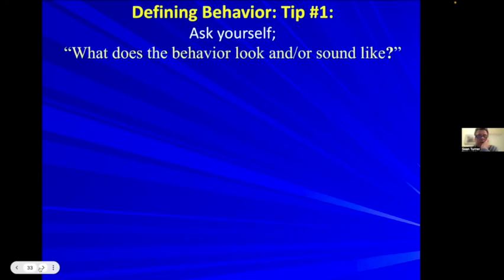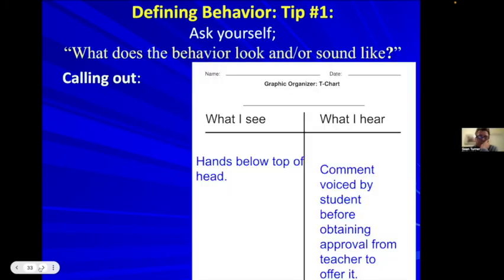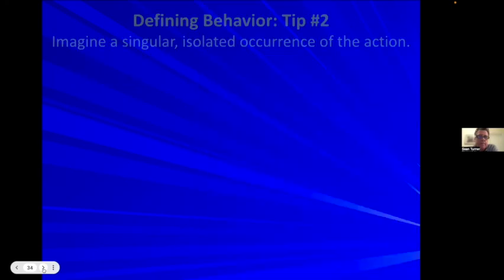And then you have to define that. Ask yourself, what does the behavior look like or sound like? Here are some examples: calling out, hands below top of head, comment voiced by student. What I like about this, and what you can do for our next session if you're struggling with this, is bring in your notes about what the behavior looks like or sounds like. So if you're looking at a student and they hit, or act out, or are off task, take some notes about what that looks like or sounds like, and you can bring that in next time and we can get some peer feedback around that.